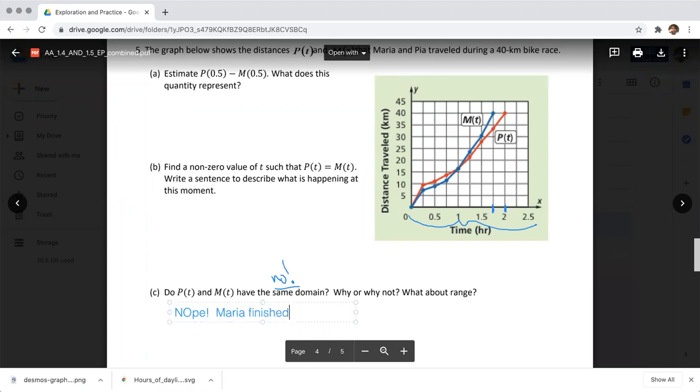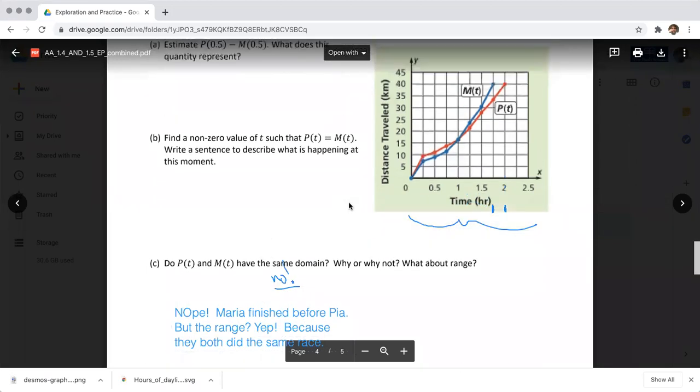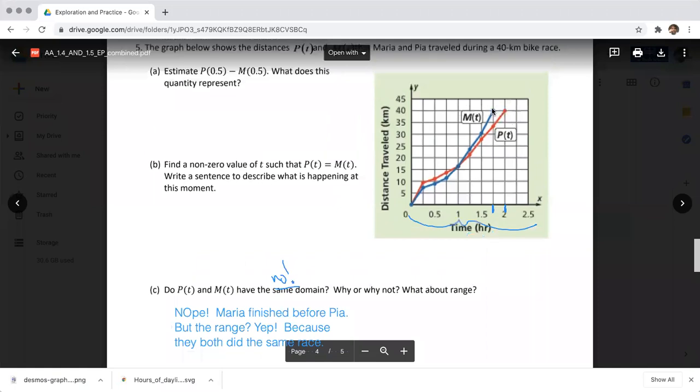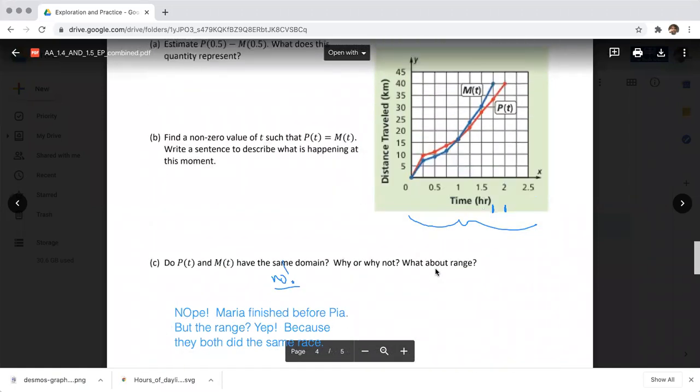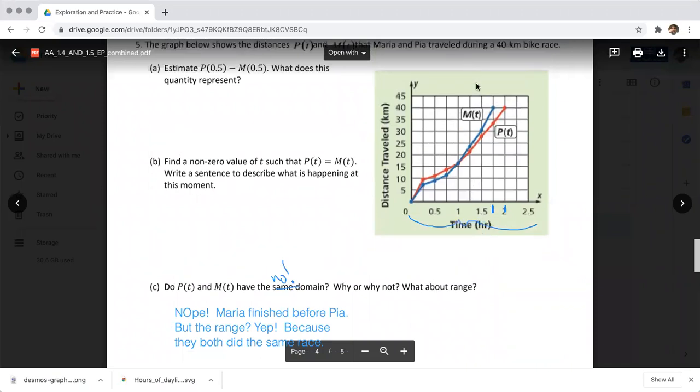Maria finished before Pia. Do they have the same range? But the range, yep, because they both did the same race, right? So we can see that the range, their top and bottom values are actually the same.